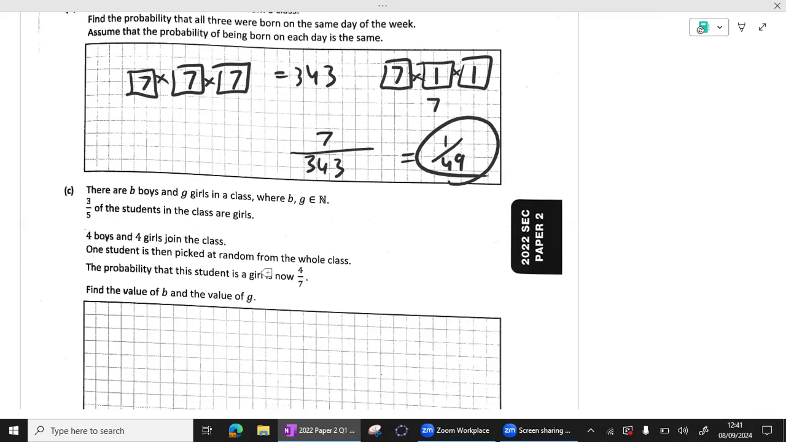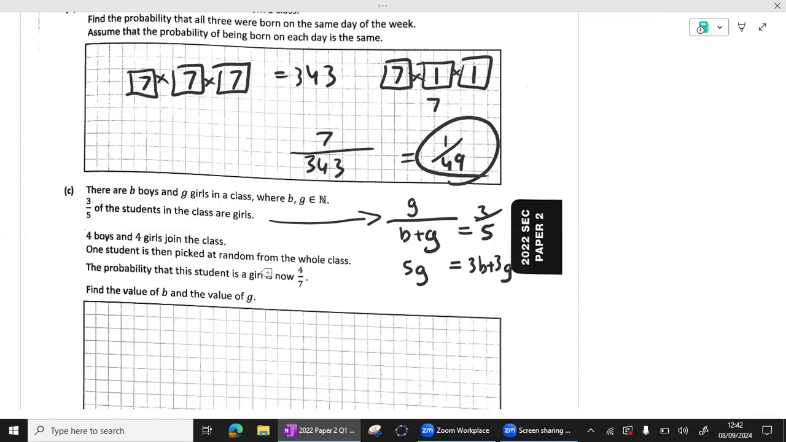Okay, so straight away, what do I know? Well, I know that the girls out of the total, which would be boys plus girls, is 3/5. That's a 3, so it will be 3B plus 3G. Okay, so that's kind of all I know for the moment.